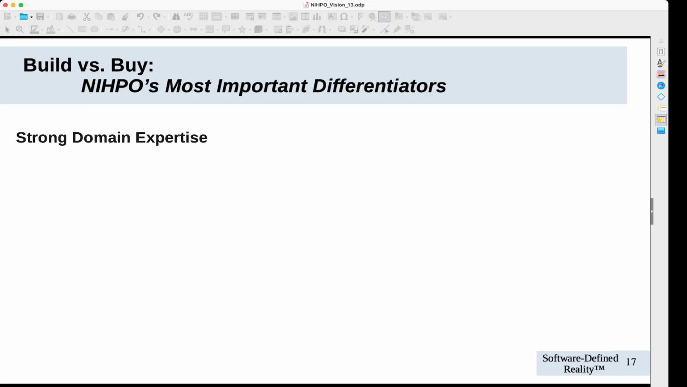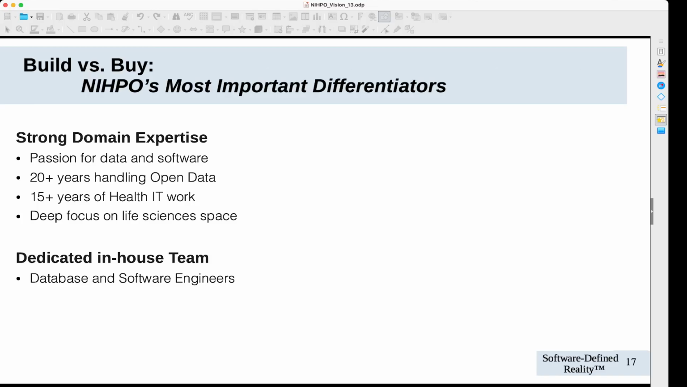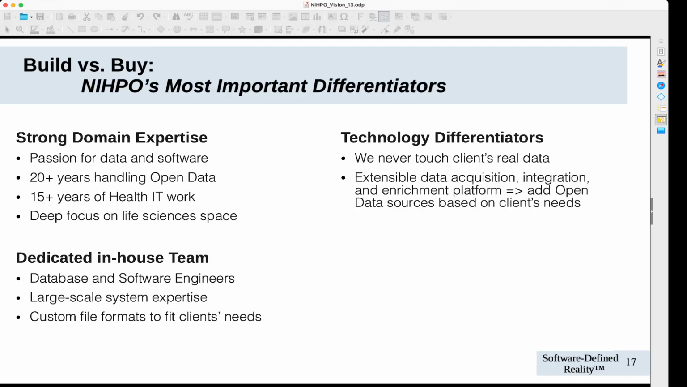Finally, a word about our company. We are domain experts in terms of data, and we're passionate about data and software. We have over 20 years of experience handling open data and over 15 years of health IT work. We have a deep focus on life sciences and a personal passion for life sciences as well. We have a dedicated in-house team of database and software engineers. We have large-scale system expertise, and we can build custom file formats to fit any client's needs. From a technology perspective, we never touch the client's real data.